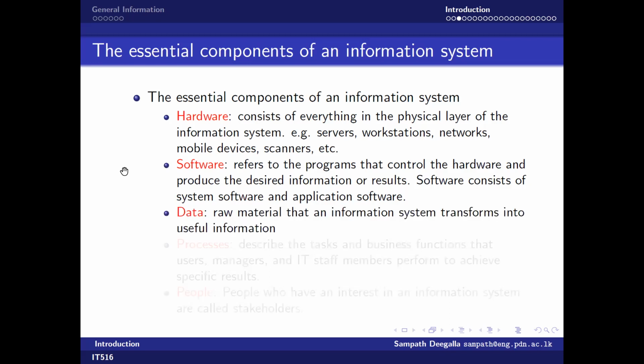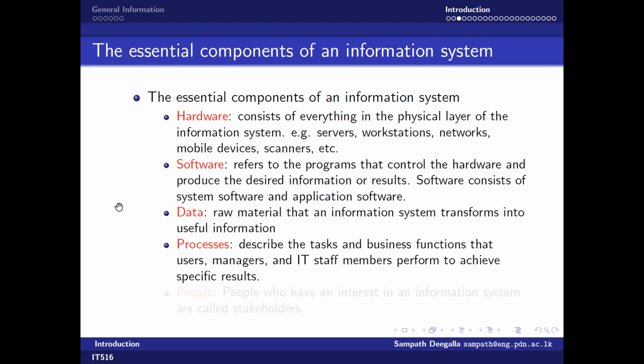And then you have data, the raw material, because without data, you cannot produce any useful information, which means another essential component. Then we have processes, tasks, business functions, right? Different things people work on to achieve specific results. And finally, the people. Those who are directly involved in the systems are called stakeholders. So these are the essential components of an information system.